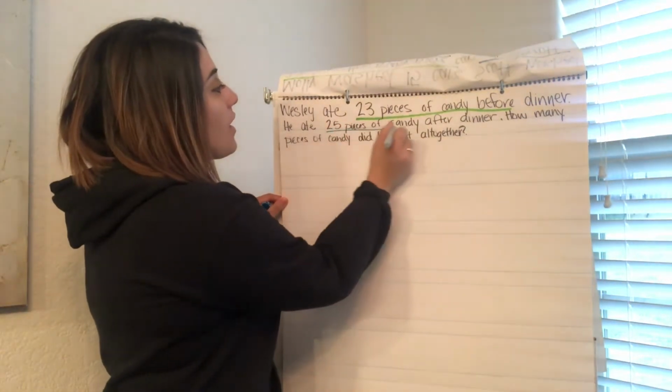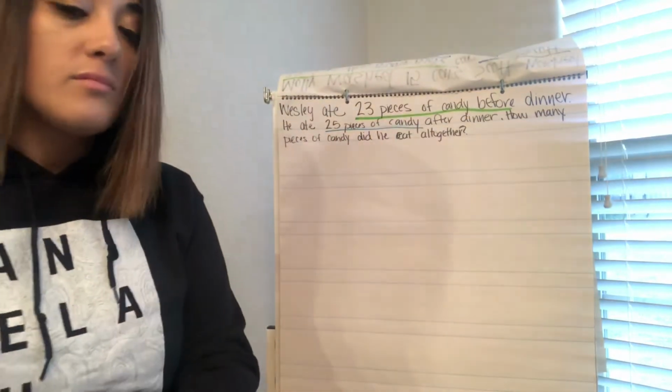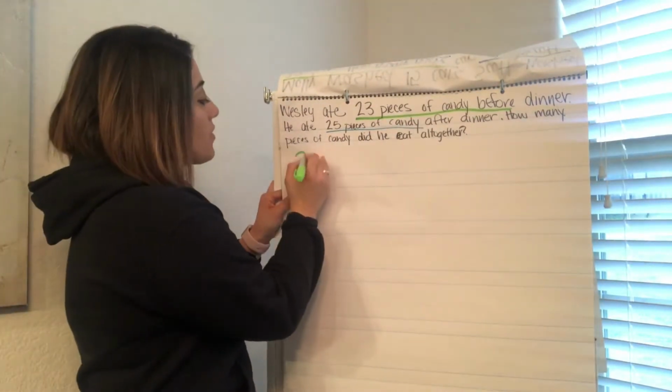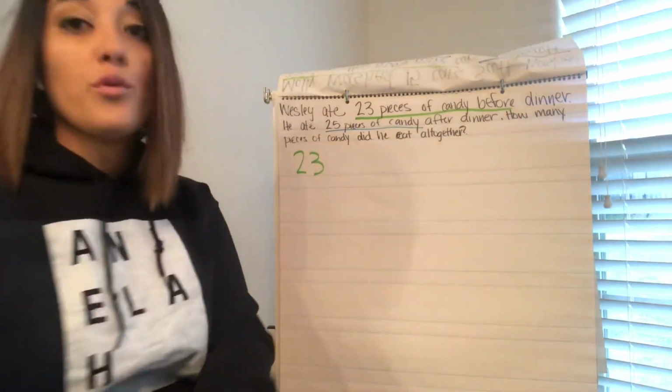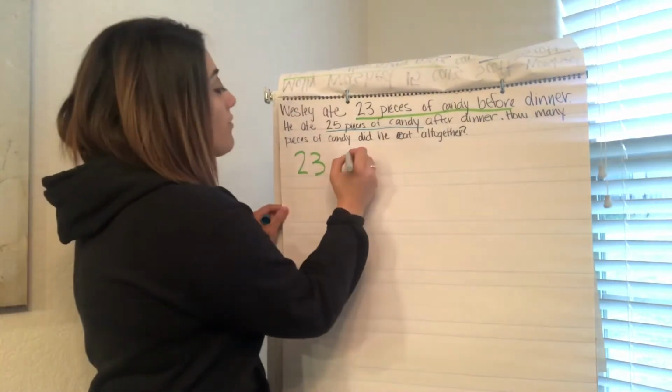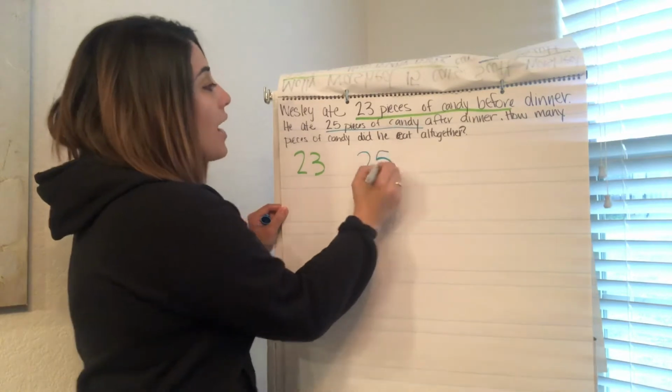All right, so Wesley ate 23 pieces of candy before dinner, and then he ate 25 pieces of candy after dinner. So if I look here, there's 23 pieces of candy before dinner, and there was 25 pieces of candy after dinner.